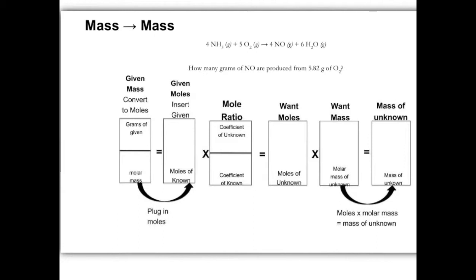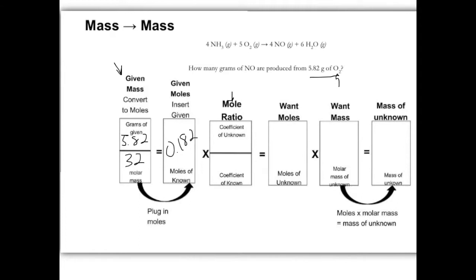Going from mass to mass. So this is one of the longer types of problems because we do have to start with mass over here in the very first box, and we're given 5.82 grams of O2. So we put 5.82 grams here, and then on the bottom goes the molar mass of what we were given. We were given O2. So since it's 2 oxygens, we would do 16 times 2, or 32, because each oxygen atom has a mass of 16. So 5.82 divided by 32 is 0.182 moles of oxygen.